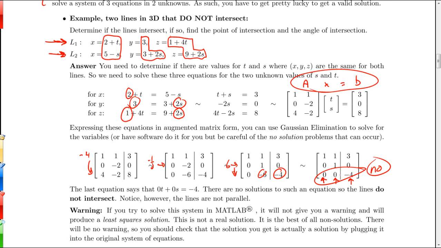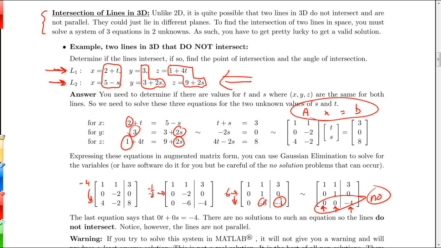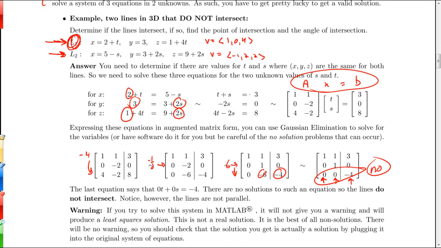So there is no s and t for which these two lines are at the same place. In other words, they don't intersect, right? But it's also worth noting that they're not parallel, and that's the difference between 2D and 3D. If you look at the direction vector for this first line, it is 1, 0, 4, and the direction vector for the second line is -1, 2, 2. So they're not parallel, yet they don't intersect. That's basically because they're just in different planes in 3 space.